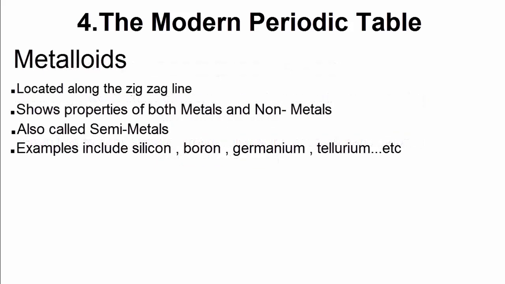Alright, now we move on to metalloids, which by the way is the final topic for this video. Metalloids are basically the elements present along the zigzag line that separates the metals and the non-metals in the periodic table. They include boron, silicon, germanium, tellurium, and much more. Not much more, 3 more. This is because they show both metallic and non-metallic properties. So they can be called either semi-metals or metalloids.